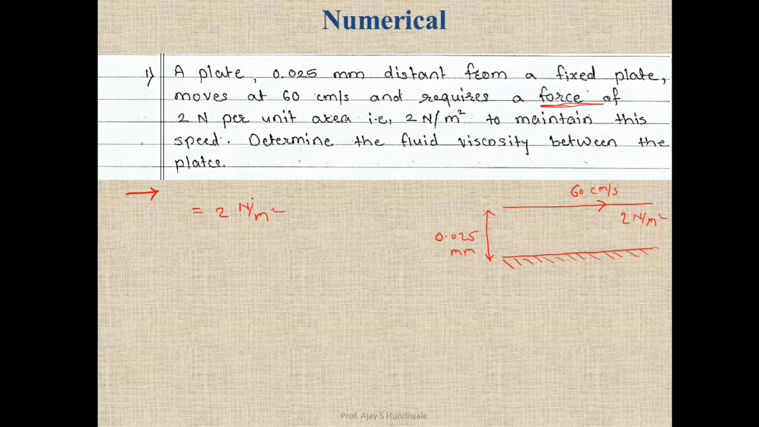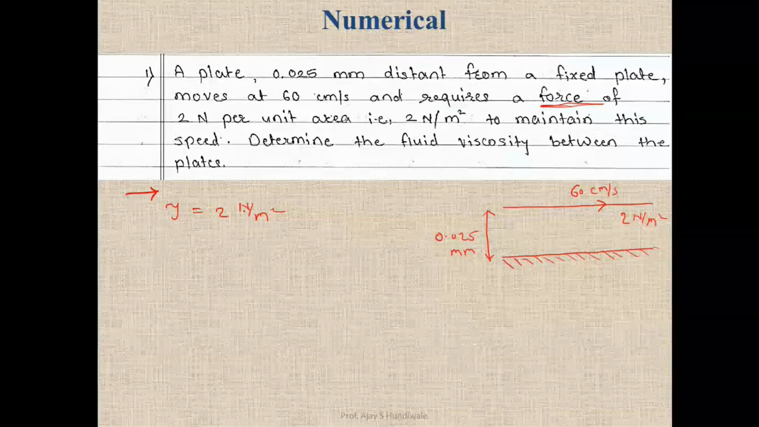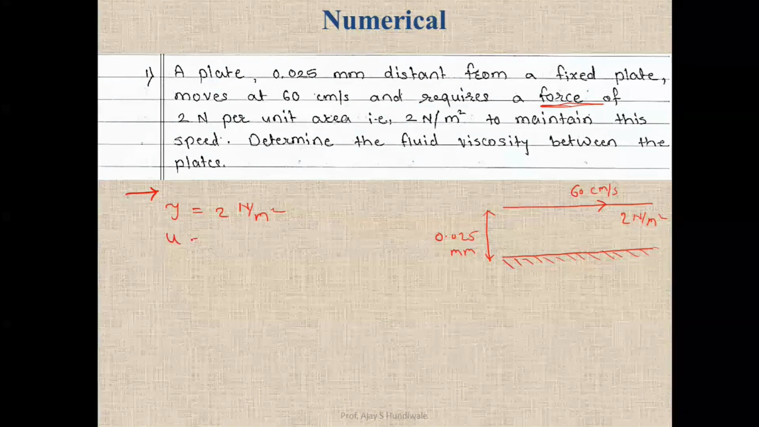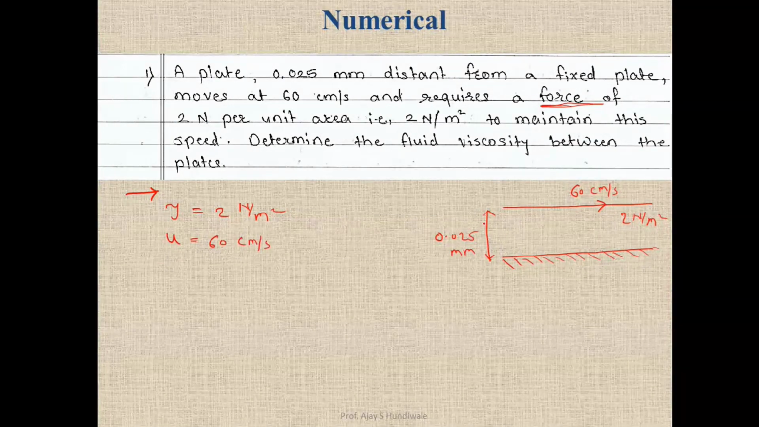So this is not the unit of force. So definitely this is a stress. So here it is a shear stress. So shear stress is given as 2 Newton per meter square. Velocity V or U, anything you can write, is given as 60 centimeter per second, and the distance between the moving plate and the fixed plate is given. Okay. Determine the fluid viscosity between the plates.